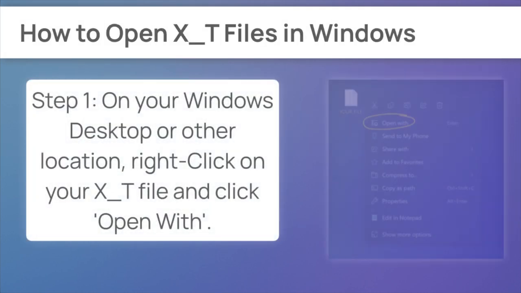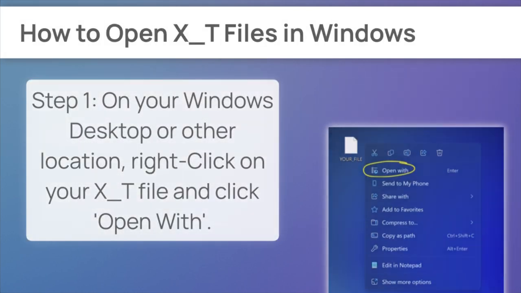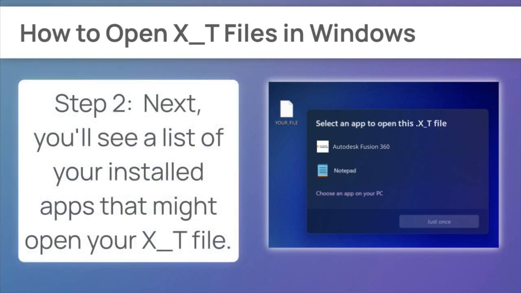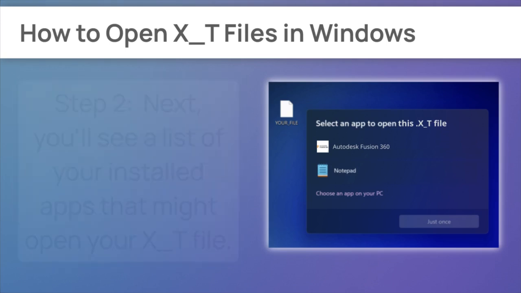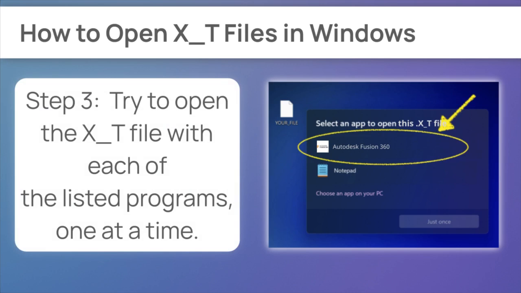The solution begins by systematically testing the programs. Right-click the XT file and choose Open With. Use Autodesk Fusion 360 as your first choice. If it fails, select another program. Be methodical in your testing.